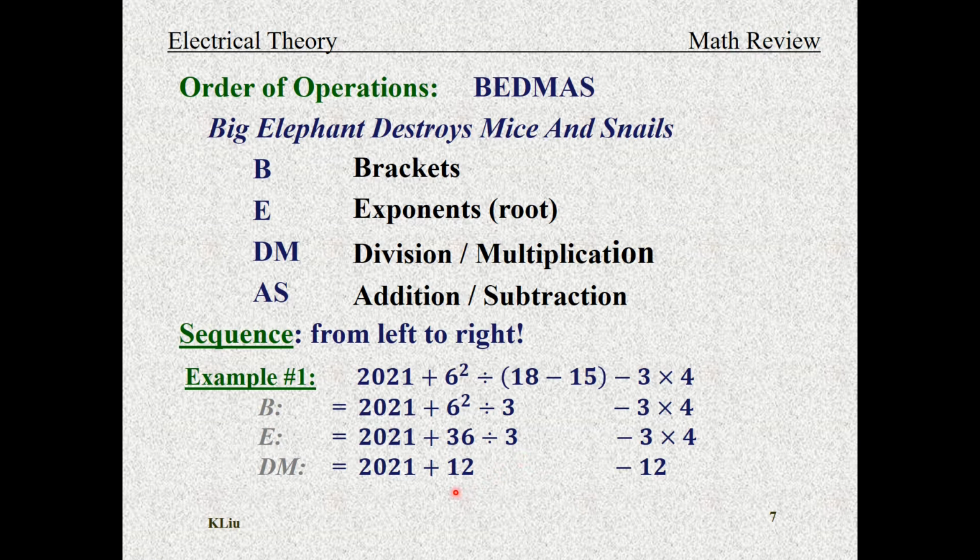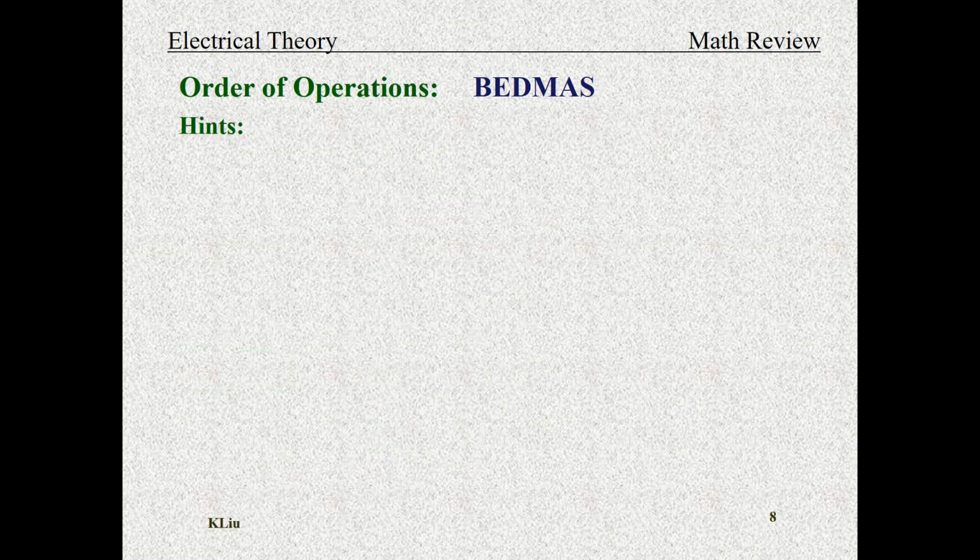36 divided by 3 equals 12, 3 times 4 equals 12. Copy the rest. Finally, addition and subtraction. We get the final result of 2021. Remember the order of operations, BDMS.